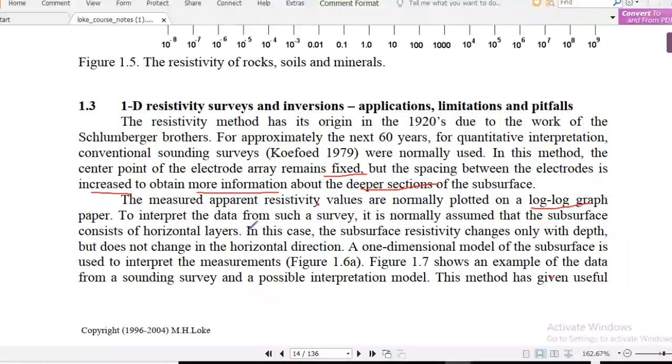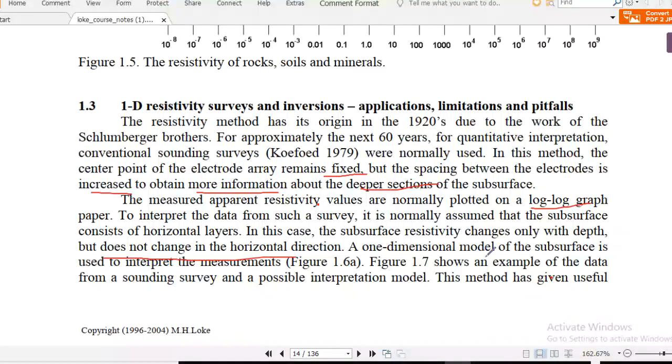To interpret the data from such a survey, it is normally assumed that the subsurface consists of horizontal layers. In this case, the subsurface resistivity changes only with depth, but does not change horizontally. Okay, in the sounding, we assume that the variation is only with depth, not in the horizontal direction.